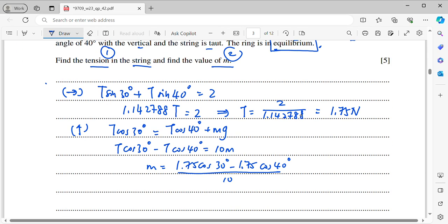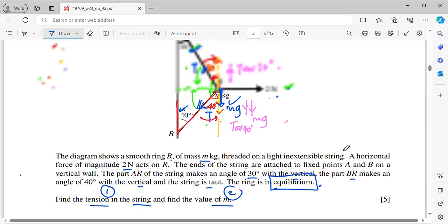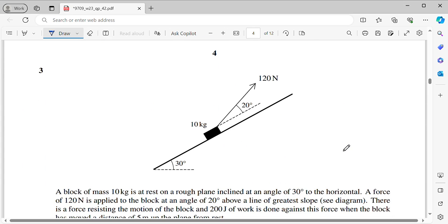Then from here you will be getting 0.017497. When I round to 3 significant figures, that is going to be 0.0175. So that's the solution of this question 2. Okay, so now next, question number 3.